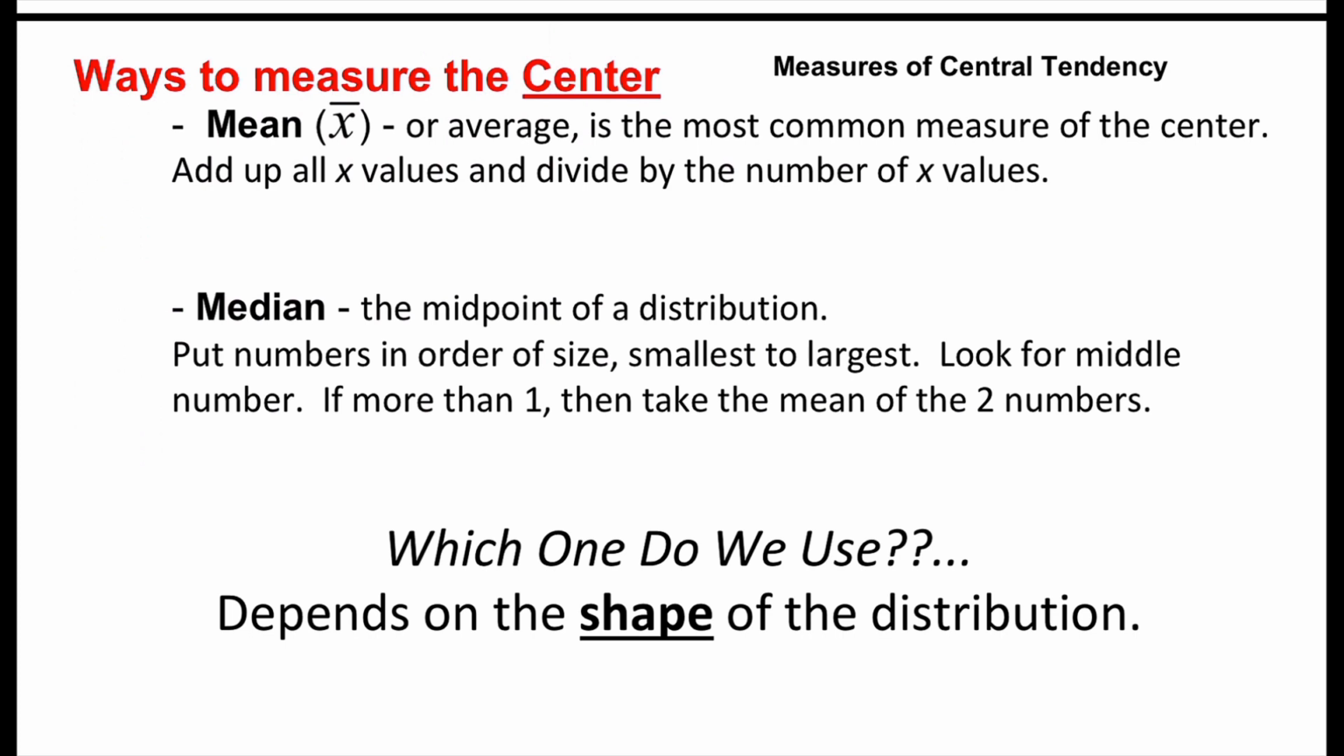So what happens if I find the average? I add a lot of numbers in here, and I add a few numbers in here. What is that going to do to my average when I add these guys in?